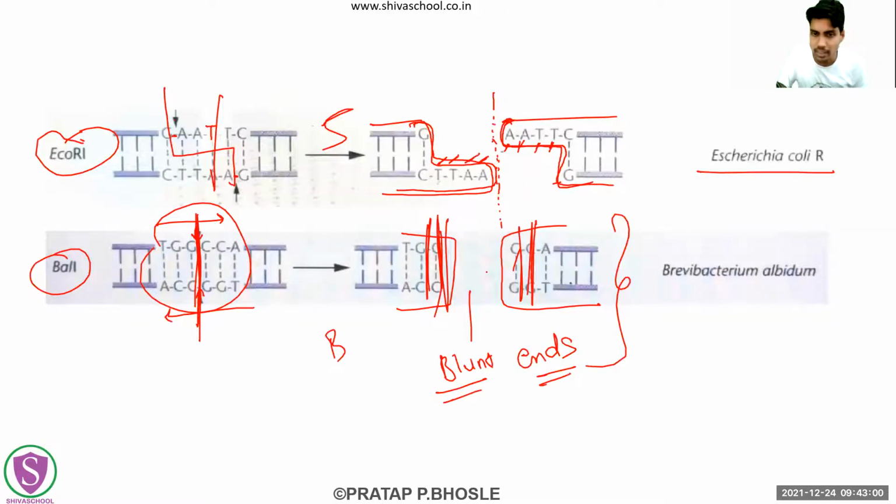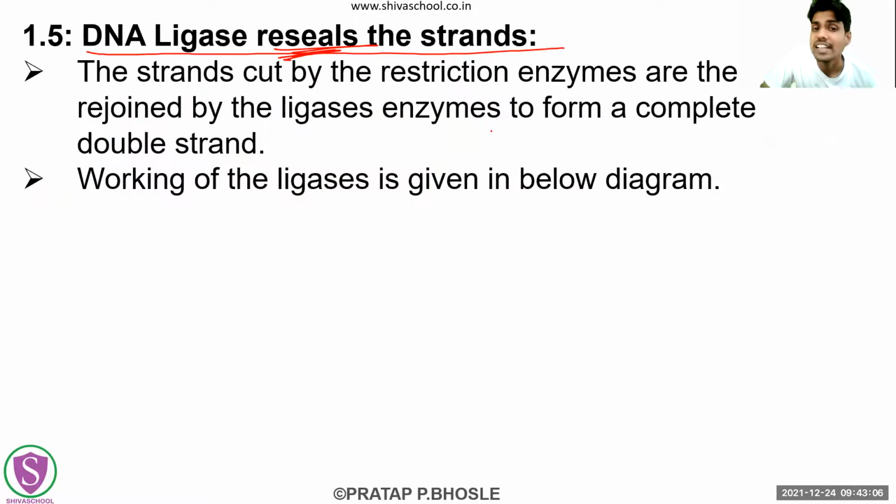Whatever ends have been formed by these enzymes, they are also required to be sealed again. You cannot just leave that DNA hanging. You will have to reseal those DNA strands. So that resealing is done by the ligases. The enzymes that do this resealing are the ligase enzymes.